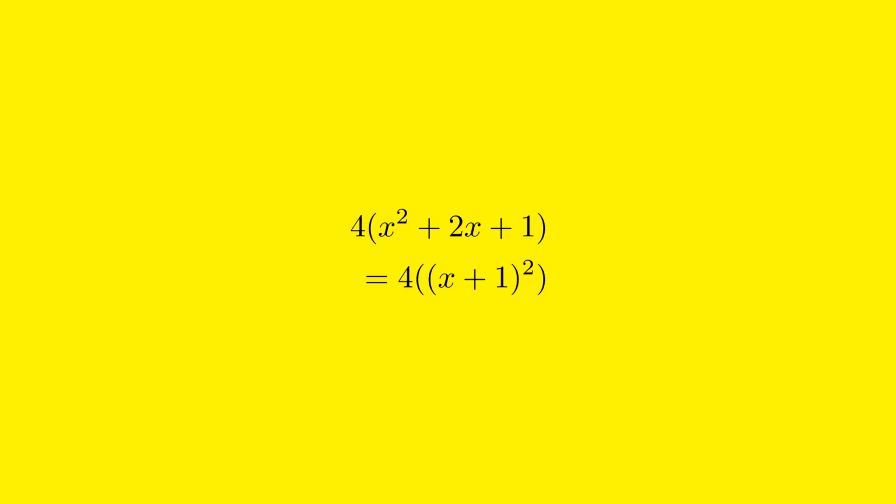Thus, the entire expression 4 times the quantity x squared plus 2x plus 1 becomes 4 times the quantity x plus 1 squared. This is the simplest and final form of the expression when factored completely.